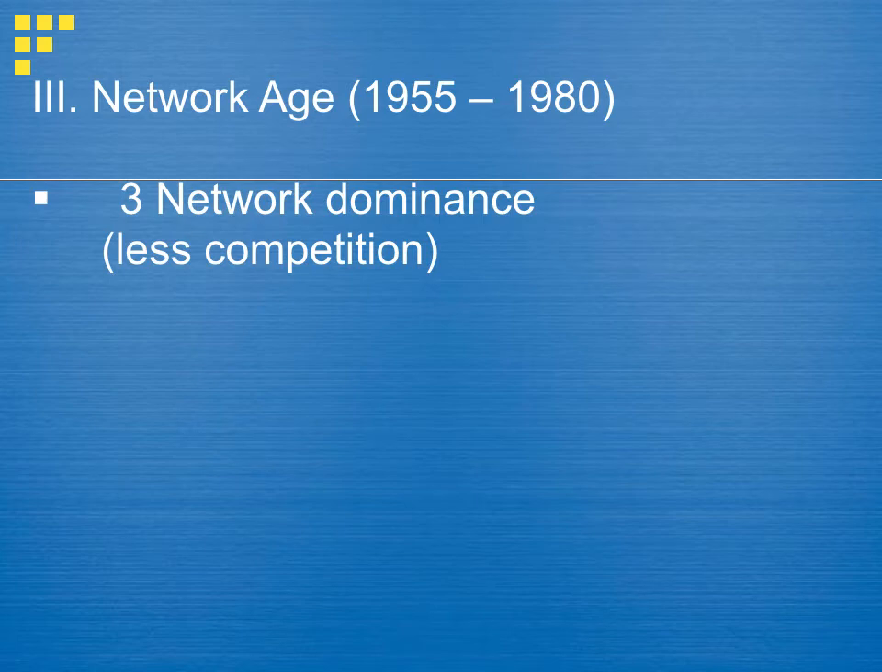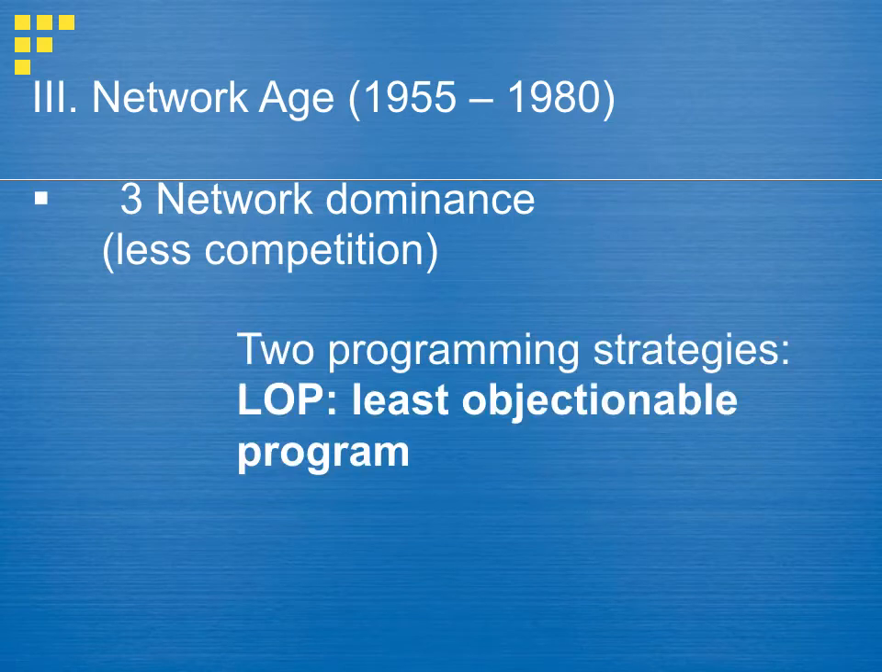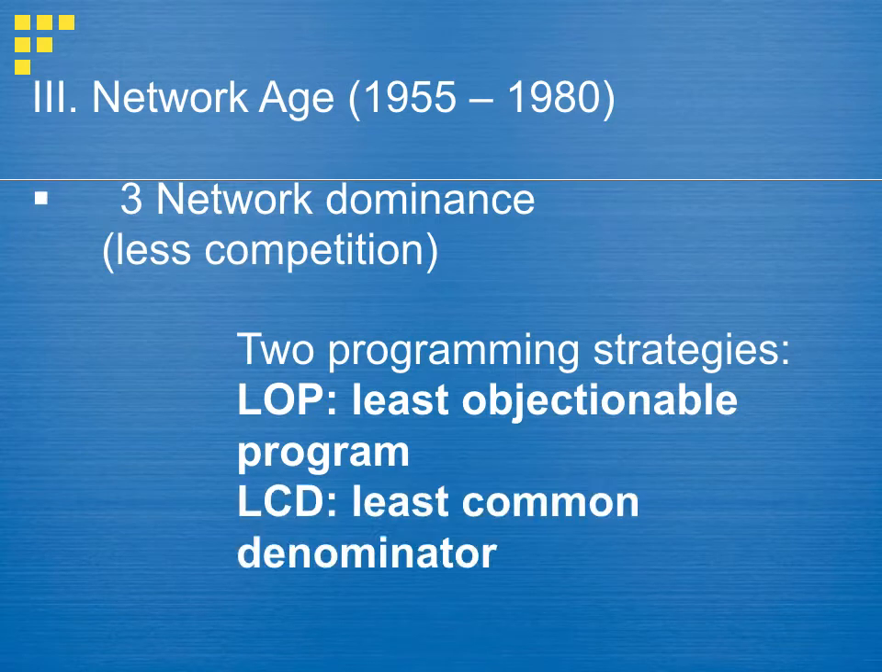So, in our network age, what is TV like? What guides TV production? What do we need to know as television critics? Well, one thing we need to know is that overall, the programming strategies are about appealing to as many people as possible in most cases. At least up into the early 70s, TV executives are thinking about getting TV shows that will appeal to the broadest audience. And that's quite different from what we live with today. So, two programming strategies: least objectionable program and least common denominator.